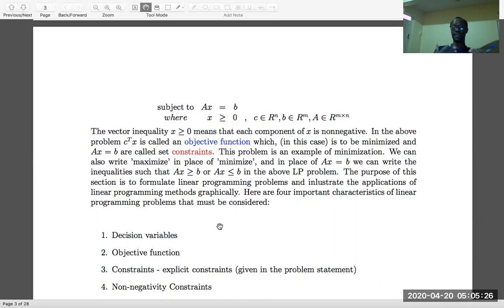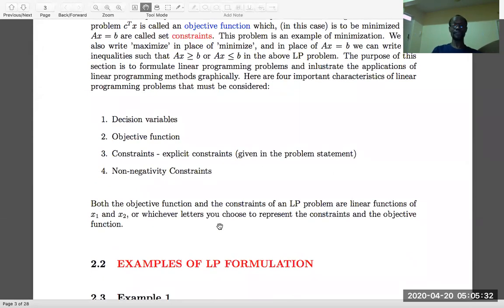Here are 4 important characteristics of a linear programming problem that must be considered. You need to remember, as I have already taught this in class, that you must be able to identify your decision variables. When you're given a linear programming statement, you need to define your decision variables, then define your objective function, whether you're maximizing or minimizing, and then your constraints, your limitations. Remember, your optimal solution must satisfy your objective function and must satisfy your constraints. Two things which are very important, right?